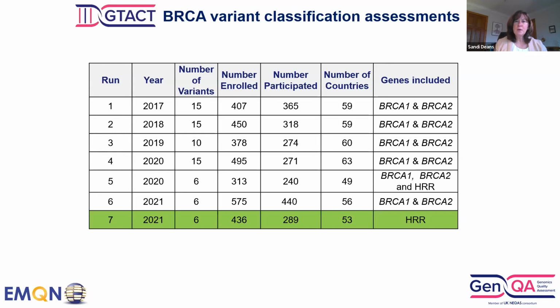In 2020, we extended the scope of the assessments to include the HRR genes, and that has continued throughout this year. We focused our first set of webinars and run 6 on just BRCA1 and BRCA2, and then for run 7, which we're going to discuss today, we're just focusing on the other HRR genes. Going forward, we know that fewer labs test for the HRR genes, and BRCA1 and BRCA2 are more commonly tested. So I think we'll maybe mix up the next EQA runs to encompass all of the genes going forward. So next slide, please.